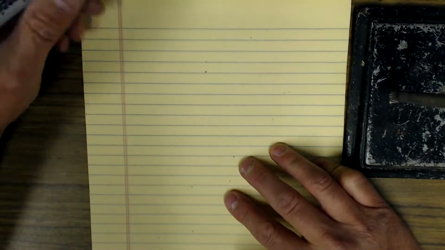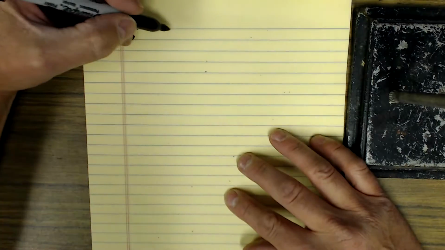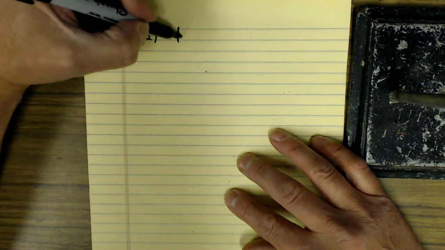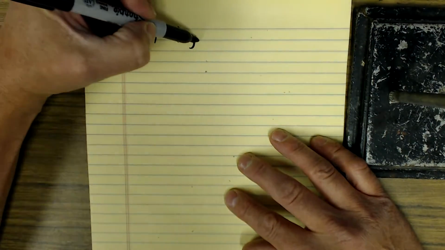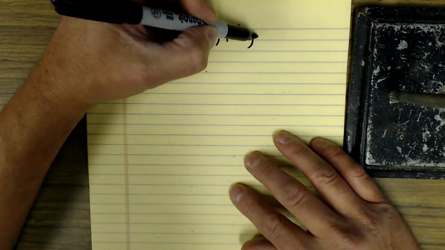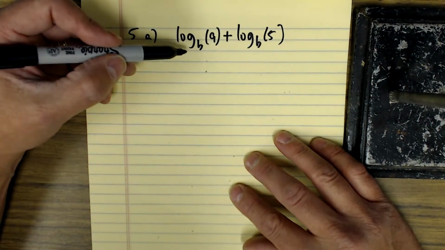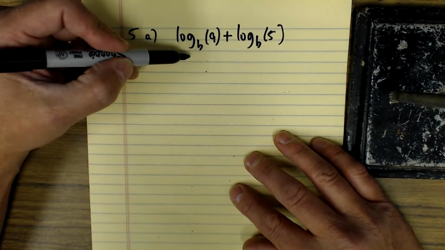Okay, so now we're going to move on to question 5. And this is just getting you used to the properties of logarithms. You're allowed a note card, so make sure and copy down the log properties onto a note card if you can't remember them. So this one we want to write as a single logarithm.